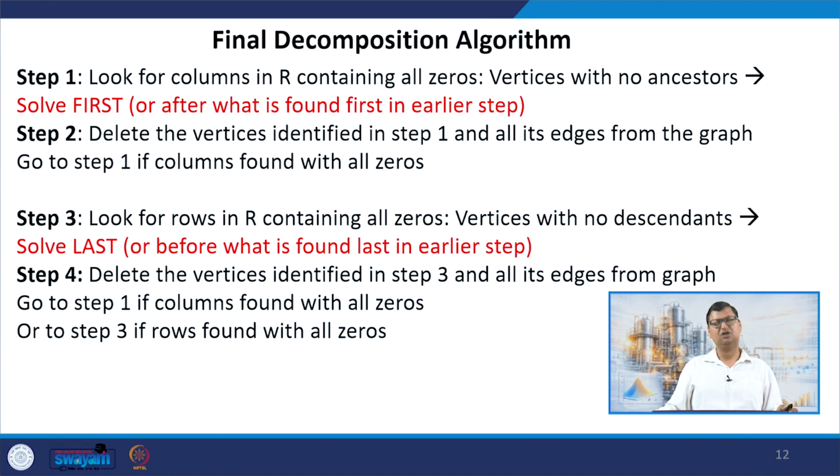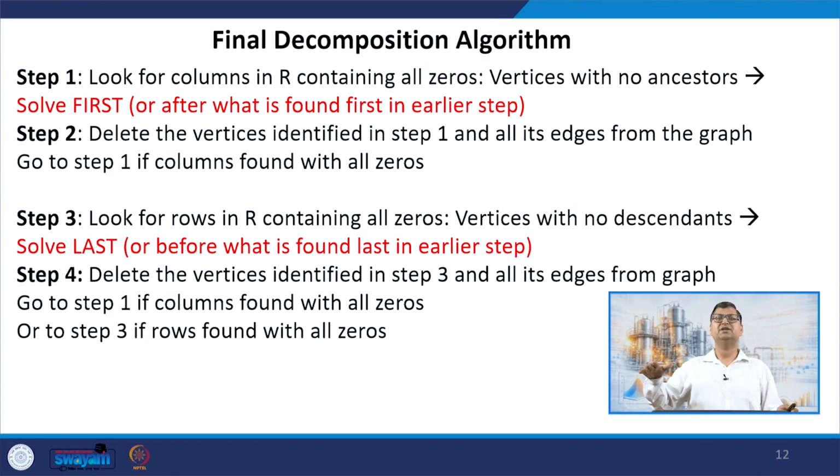So we will start with the columns in R containing all zeros. These are the vertices with no ancestors, and we solve these balances first. Once we have figured that out, then we delete the vertices identified here and all its edges from the graph, that corresponds to the rows and columns for that vertex. Then once we are not finding any columns further containing all zeros, we move to the next step.